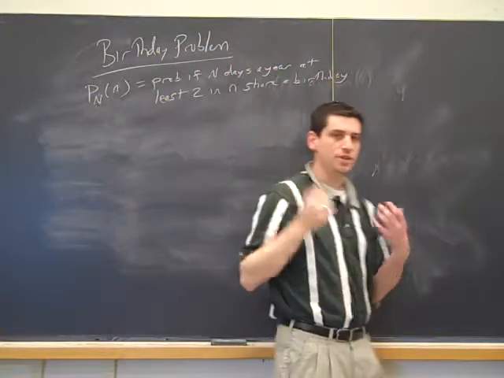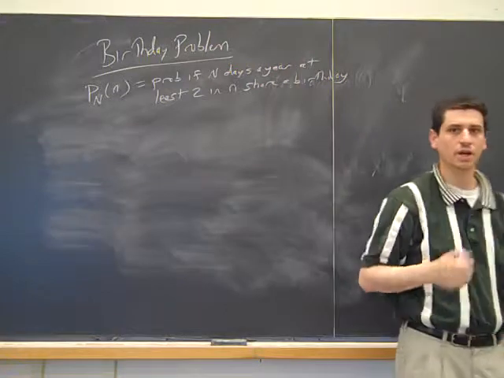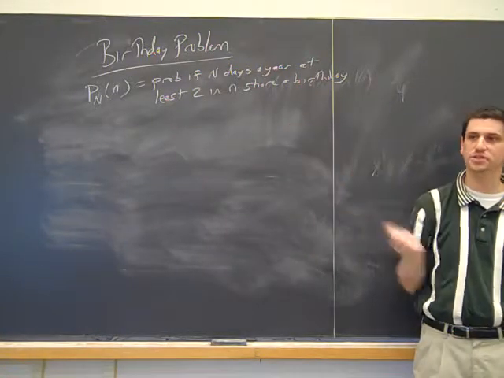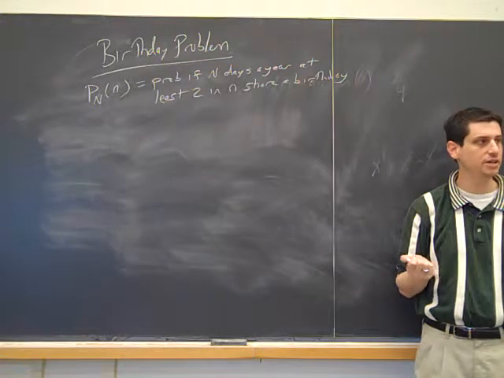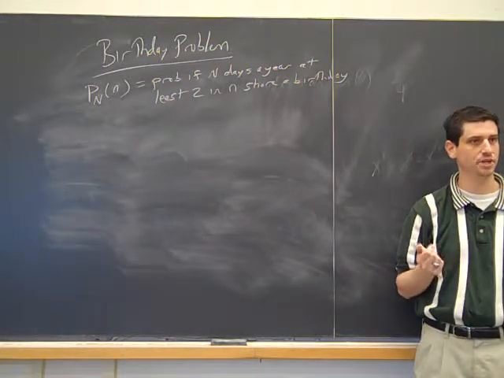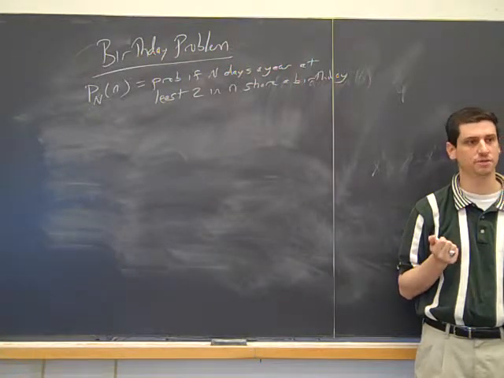I'm not going to write all the assumptions here, but we are assuming all days are equally likely, each person is equally likely to be born on any day, and each person's birthday is independent of every other person's birthday in the room. Do you think that's a reasonable assumption?